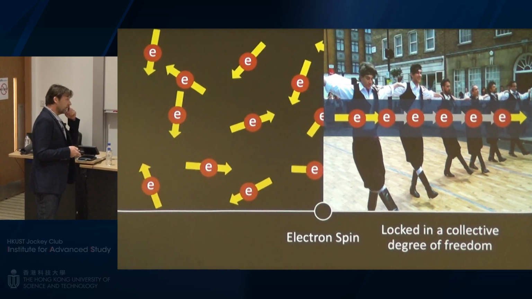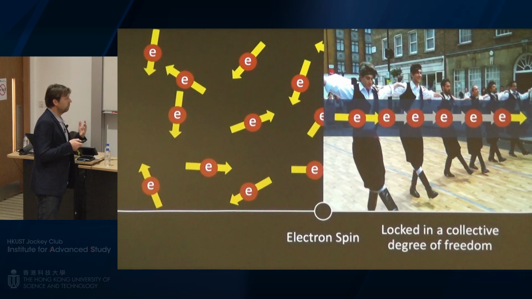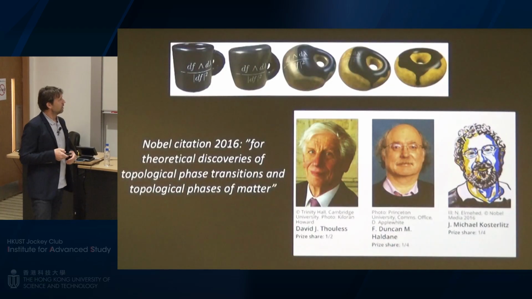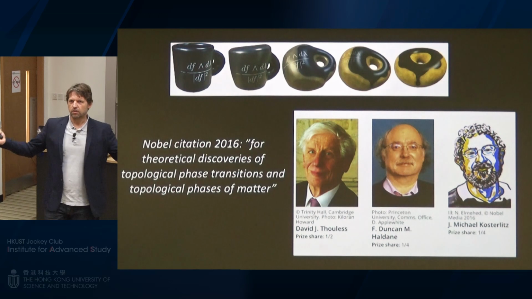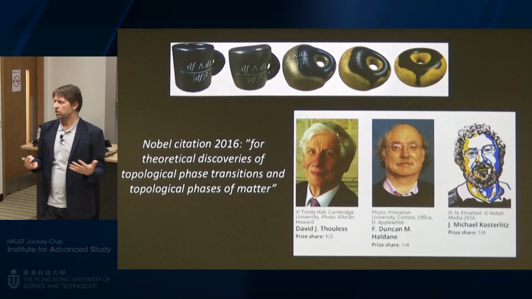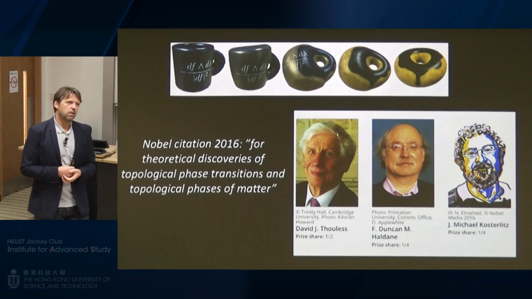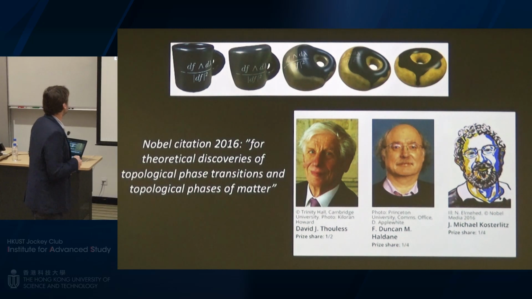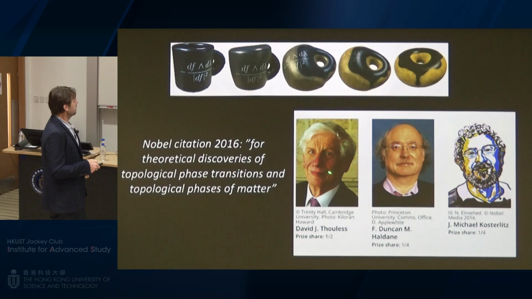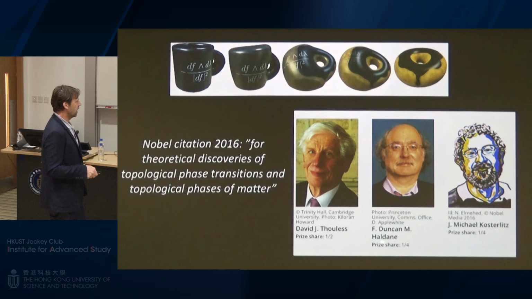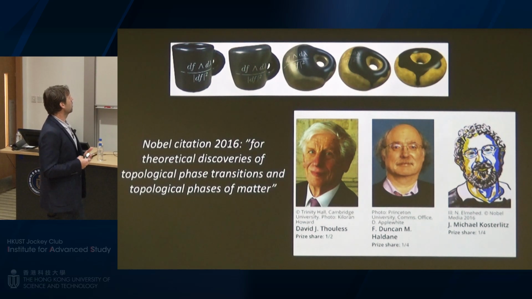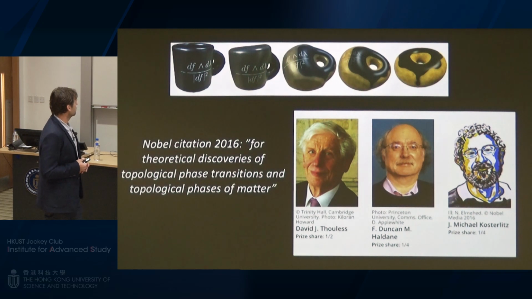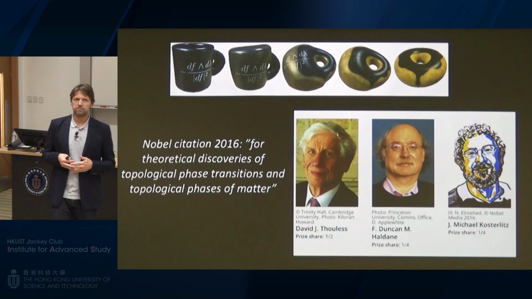Now, these ideas of making collective states resonate very well with the conference and the workshop where we are this week. Topological phases, Nobel Prize last year, with the citation that these three people, Thouless, Haldane, and Kosterlitz, got the Nobel Prize for their contributions to the theoretical discoveries of topological phase transitions and topological phases of matter.